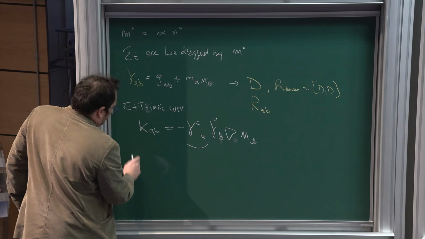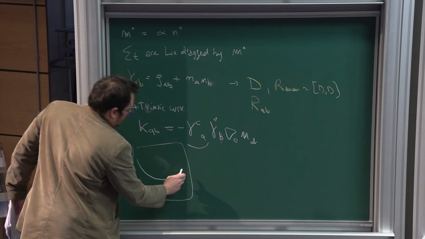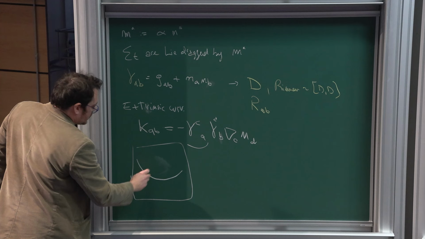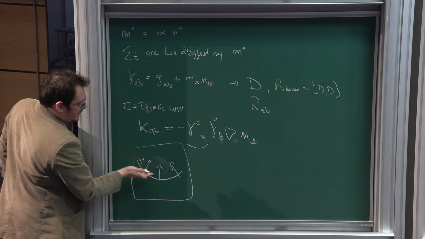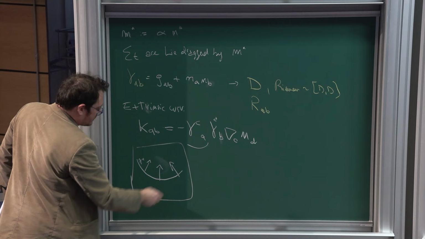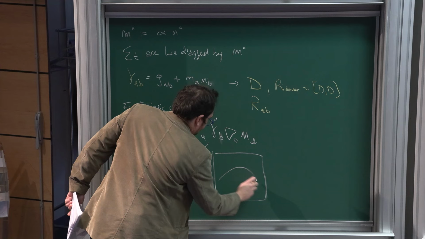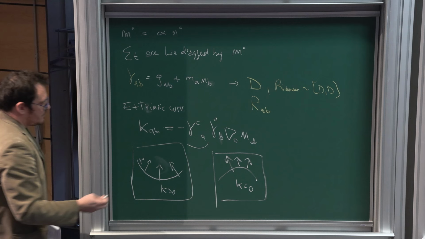So if you think now in 2D, and this is your embedding space, and you take this surface in the space, then what this thing measures is basically how the surface changes, or how the n vector, the normal vector, changes the moment that you move it along the surface. So in this case, with this convention, this would be a case of positive curvature, and another case would be a case of negative curvature. Now this K, I really mean the trace of it. But we will come back to that.